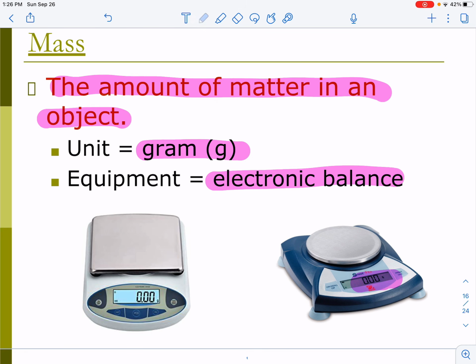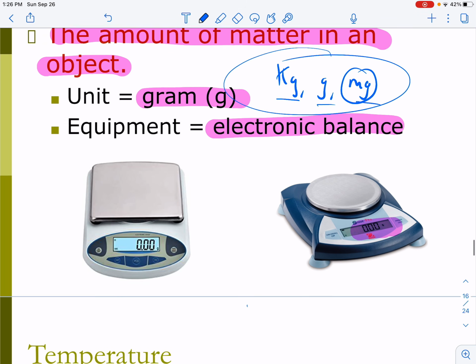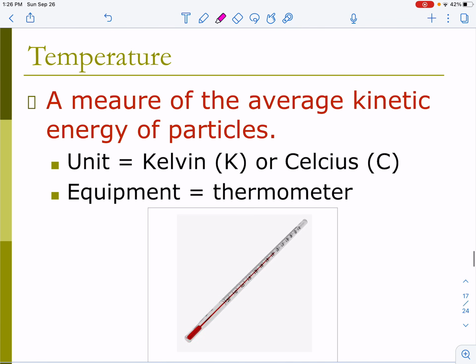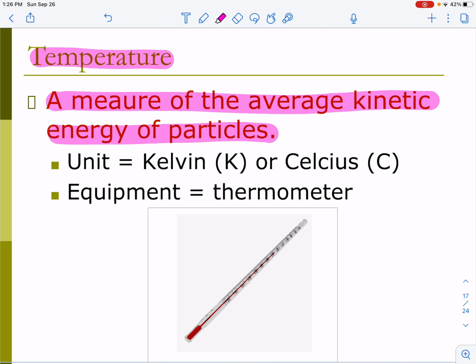Most of the time, we're either going to use kilograms, grams, or milligrams, like when you're purchasing, for example, medication is measured in milligrams. So we're going to be looking at the difference between those in just a second. It's really just powers of 10. The other thing that we want to make sure that we know how to measure is temperature. And you've measured temperatures a few times already in the lab, but we're going to be more precise from this point on. And so temperature is just a measure of the average kinetic energy of the particles.